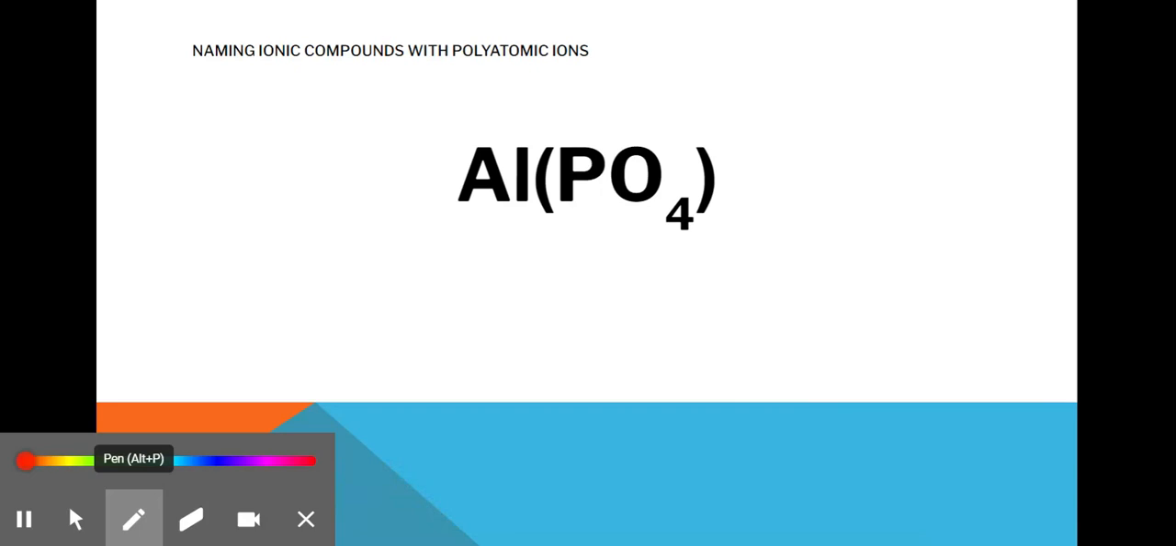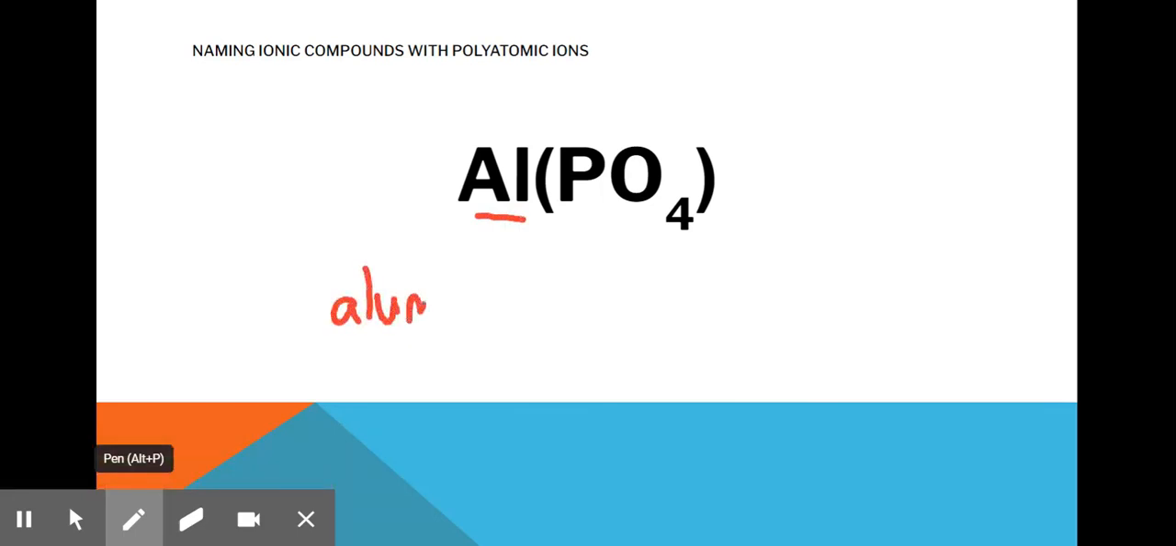Let's try this one. We got aluminum is our metal. And then inside the parentheses, we've got PO4. And outside the parentheses, we have nothing. There's an invisible 1 there, outside the parentheses.